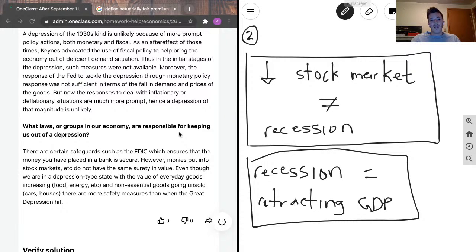There are certain safeguards such as the FDIC, which ensures that the money you have placed in a bank is secure. However, monies put into the stock market, etc., do not have the same surety and value. Even though we're in a depression-type state with the value of everyday goods increasing and non-essential goods going unsold, there are more safety measures than when the Great Depression hit.